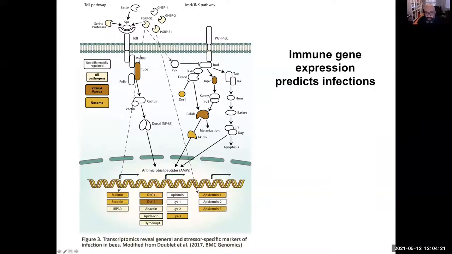So if we found in honeybee colony workers that relish is overexpressed, that suggests that bees are being infected by Varroa and virus. And if we find defensin-1 being overexpressed, that suggests that Nosema is infecting the colony. So immune gene expression is essentially predicting infection status here.